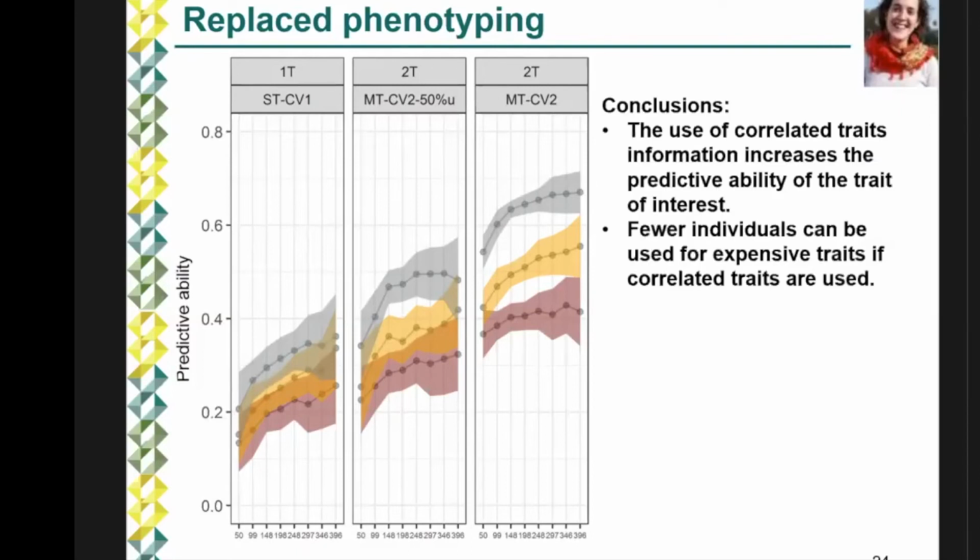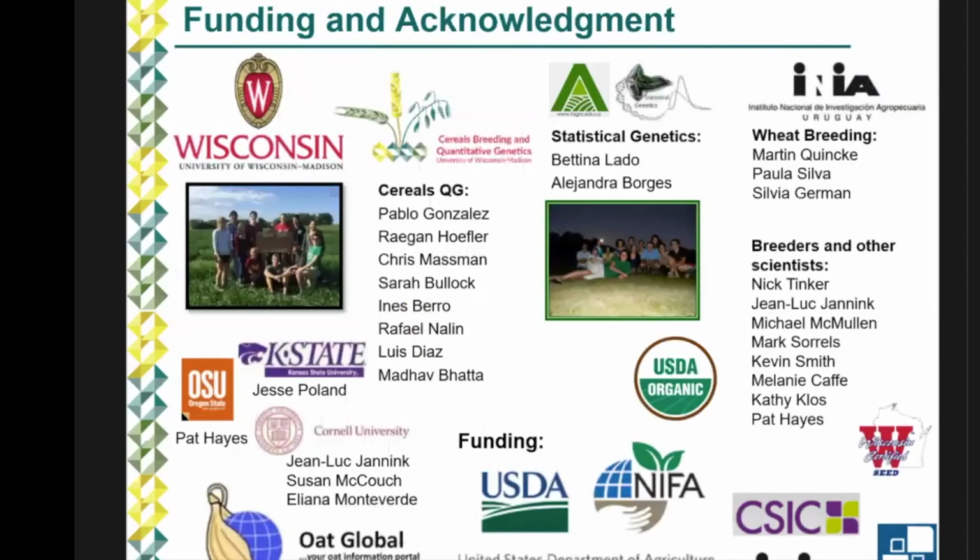So these correlated traits, yes, animal scientists have done it for ages, but I think we can use them, especially in this type of situation where some of those traits are very expensive to measure, and we don't want to measure all of them. We can be strategic in how we phenotype to increase the predictive ability.